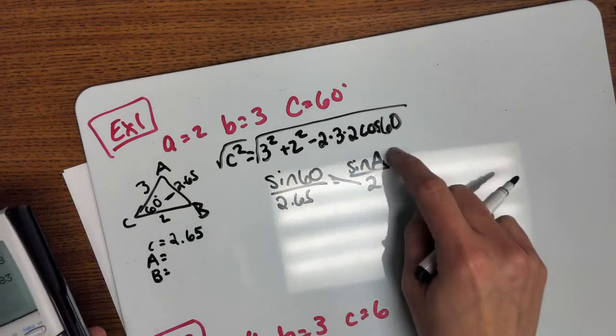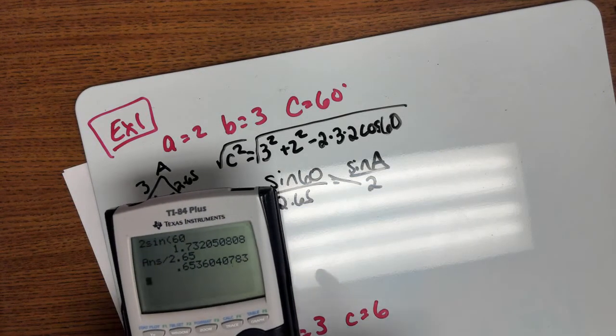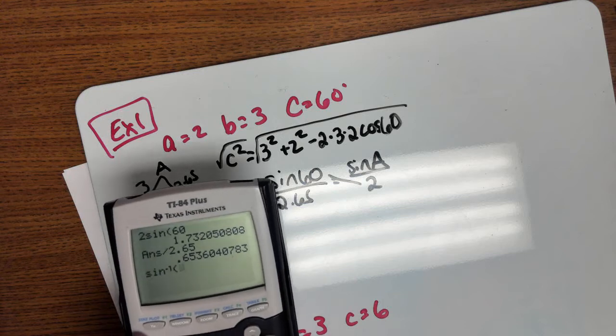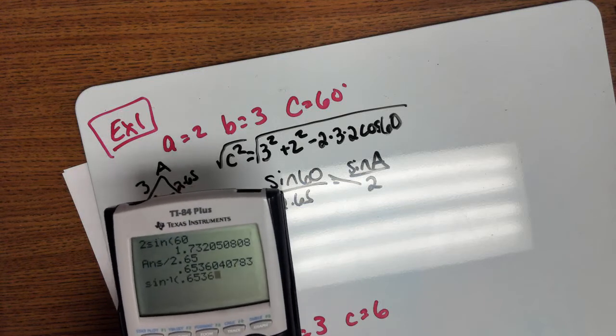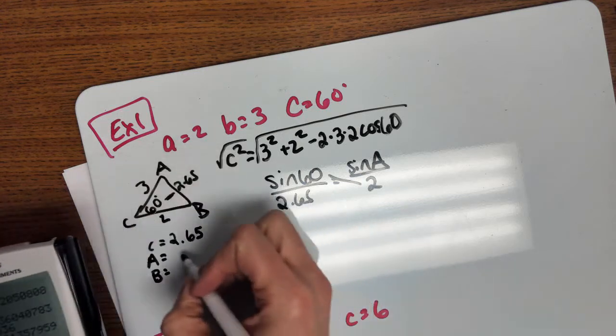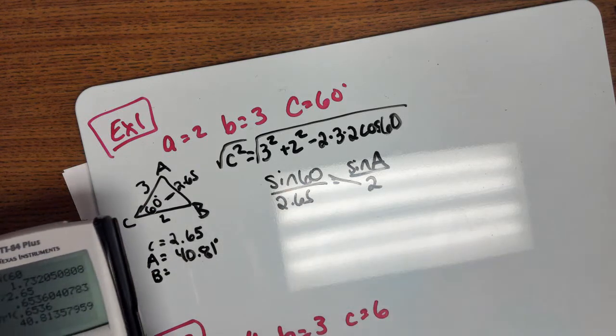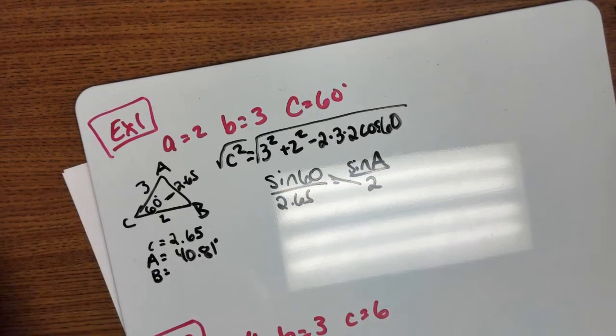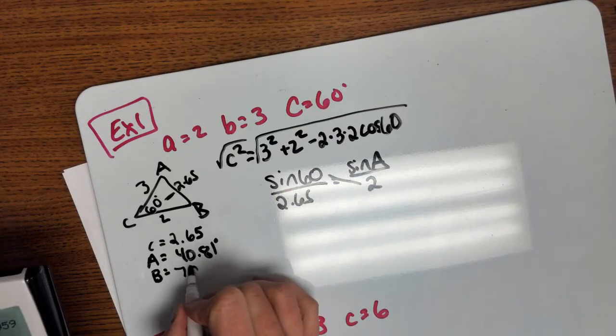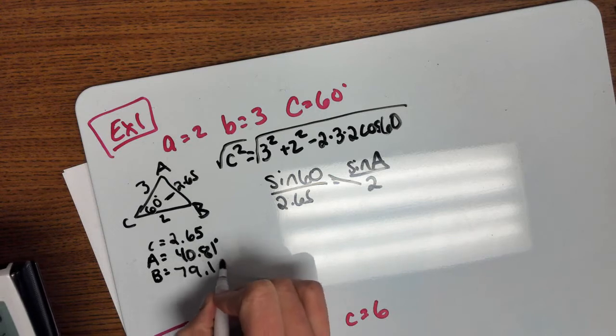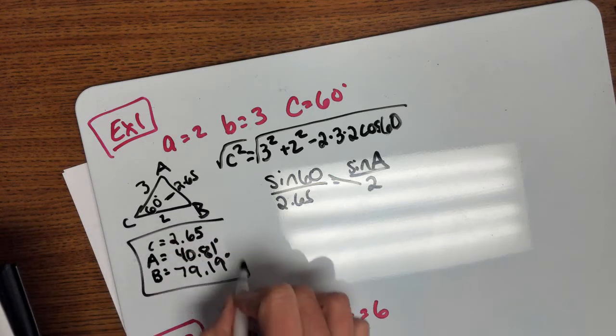You have to remember to take the inverse because we are looking for an angle. So inverse sine gives me A to be 40.81 degrees. And now we know 2 of the 3 angles, so we could add them up, subtract them from 180, and that tells me that B is 79.19 degrees, and we have solved the triangle.